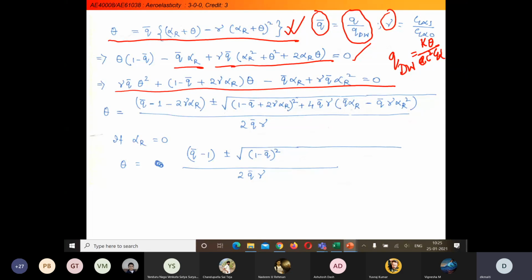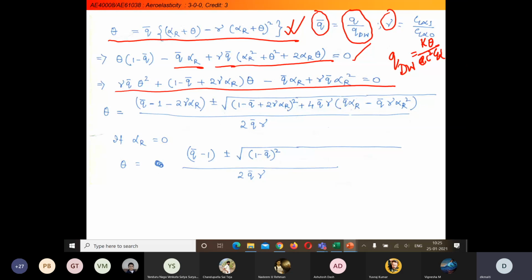I can consider the different values of q bar and get the solution, where alpha r I will be taking in terms of the angle of attack in radian. Obviously, when we are considering the whole thing in the non-dimensional term, alpha r, instead of degree, I have to consider in radian. Radian is the non-dimensional term.